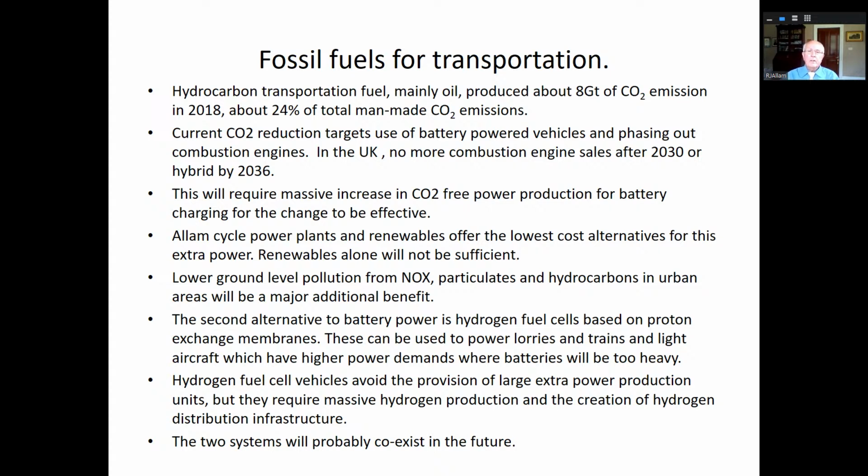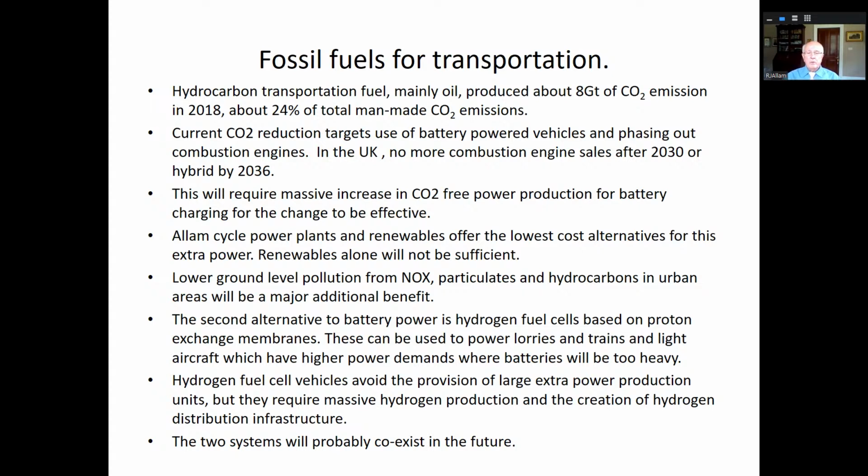So this business of phasing out hydrocarbons for transportation will not be uniform in the world, and there'll be a good deal of hydrocarbons used, as I showed. So the combined cycle power plants offer the lowest cost alternative for this extra power. Renewables alone will not be sufficient. Renewables are challenged very much. The amount of new renewable capacity we need, I showed, would be very, very high.